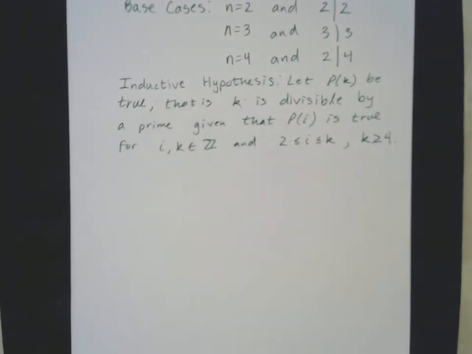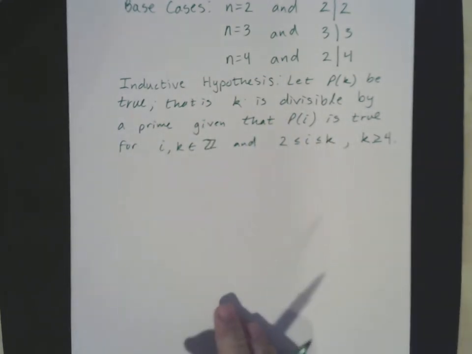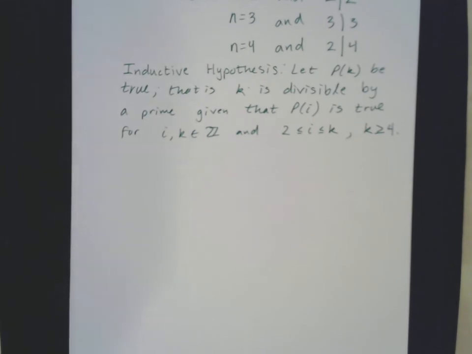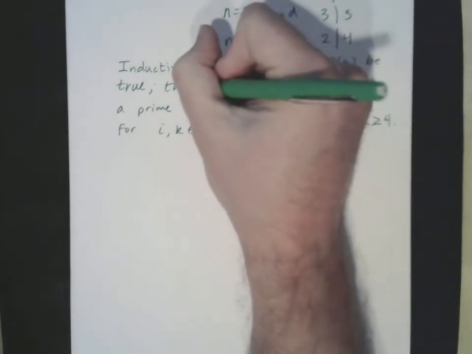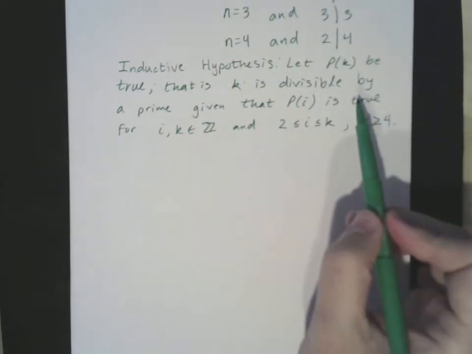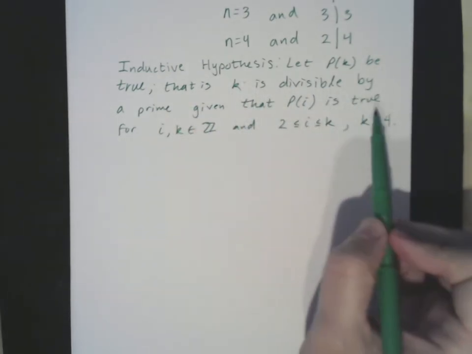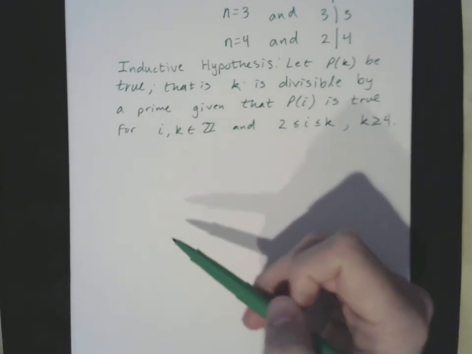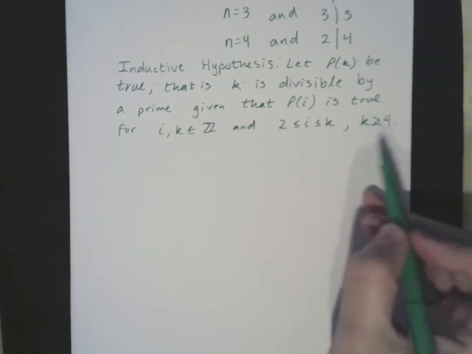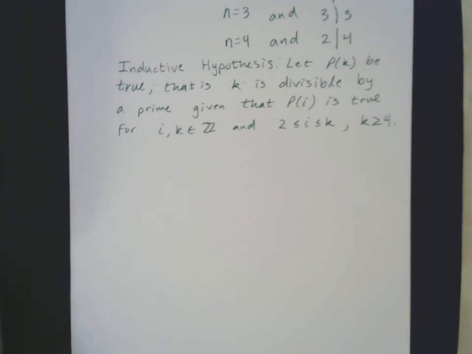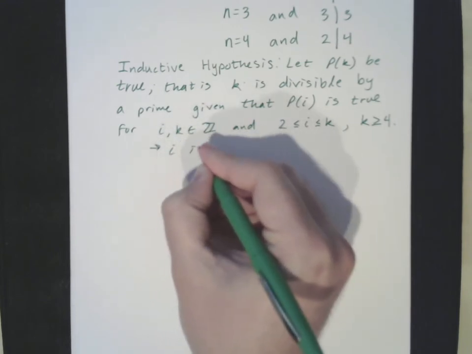So a lot more setup in our inductive hypothesis. There's a lot of things, and I don't always write these inductive hypotheses for strong induction perfectly. I'm sure the book does it better than I do, and you could probably do it better than I do writing this, but this is what we need. We need our P of k to be true. We need that to mean that k is divisible, given that P of i is true, which means that i is divisible by a prime. And specifically, we need integers, we need this inequality, and we need k to start at 4, because that's our b. So what does this mean? Well, this means that i is divisible by a prime.